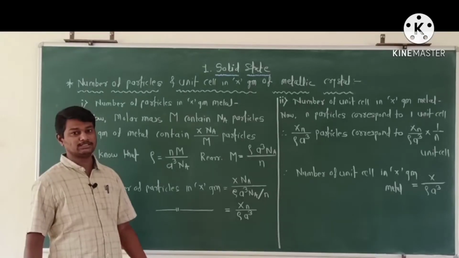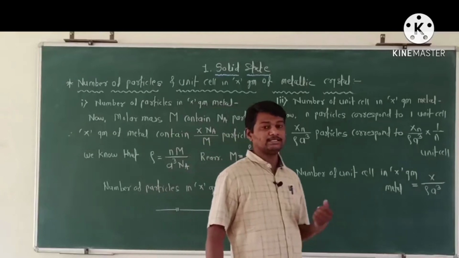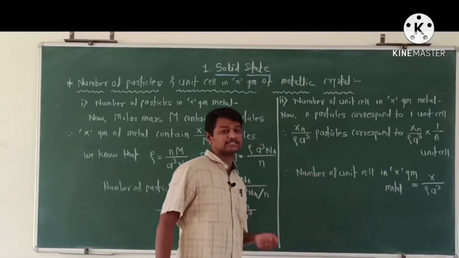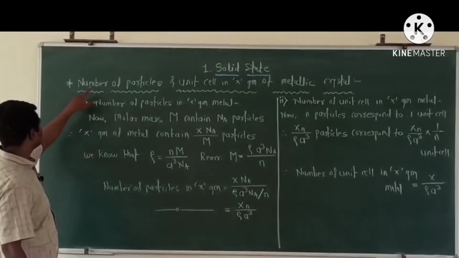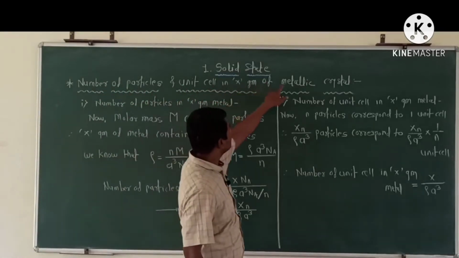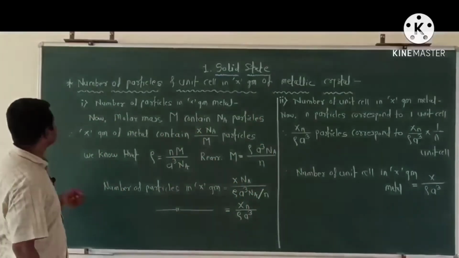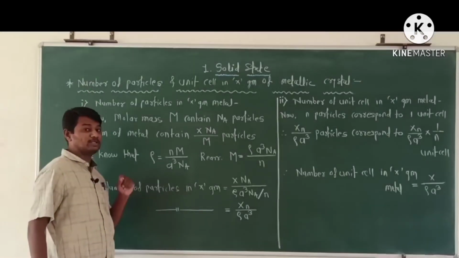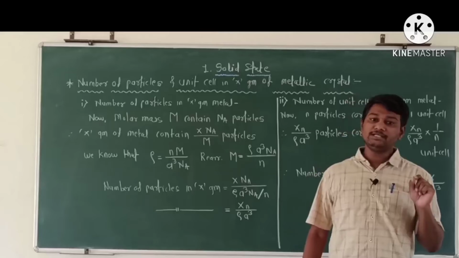Hello student, in the last lecture we discussed the relationship between molar mass, density of substance and edge length of a unit cell. After that we discussed the packing efficiency. Today I am going to start a new point, that is the number of particles and unit cells in x gram of metallic crystal. After that we will start the numericals based on this point and the relationship between molar mass, density of substance and edge length of a unit cell.